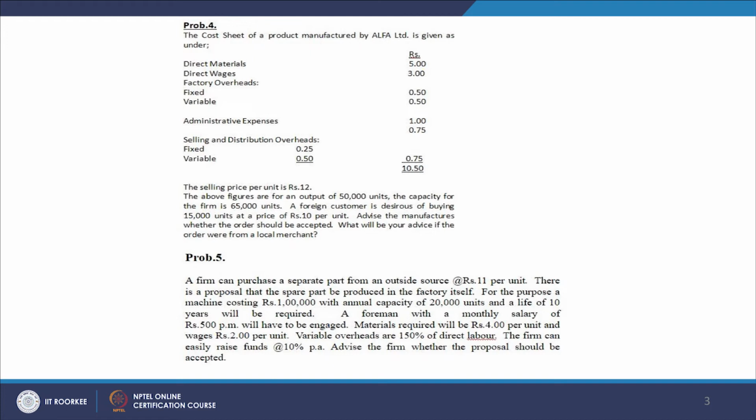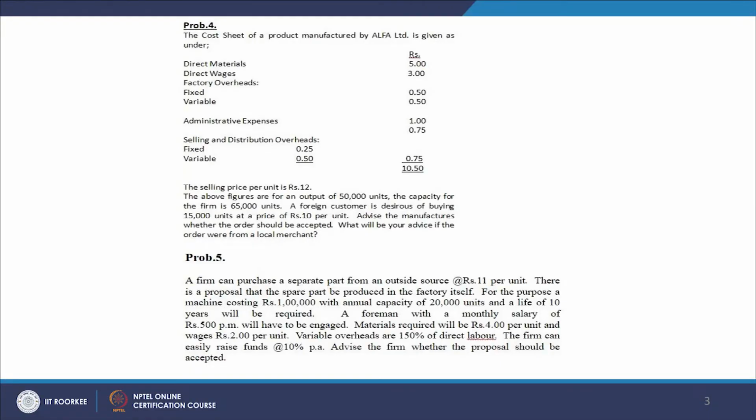It means we are manufacturing 50,000 units, and we can manufacture 65,000 units without adding any extra fixed cost. So the additional production possible is 15,000 units, and for the same number of units there is a foreign customer desirous of buying these additional 15,000 units. It is not a regular production and sale in the local market. Once in a while there is a foreign order, and we have the extra capacity also, because in the local market we are only exhausting the 50,000 units capacity. This order is coming once in a while.